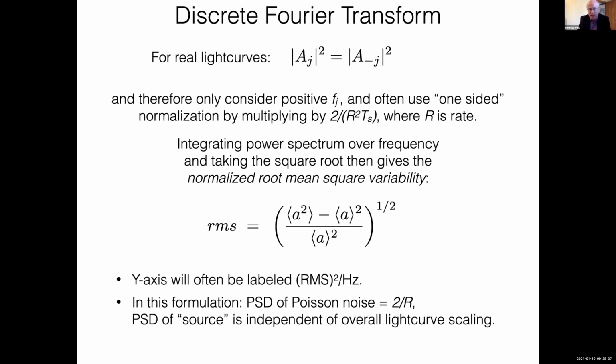So in this formulation, Poisson noise is going to come in with a power spectrum level that goes as 2 over the rate. The variability property of the source itself is not going to change as a function of the rate, but the level of the noise is going to change as a function of rate. At very low rates, the noise level is going to be high. At very high rates, the noise level is going to be low.